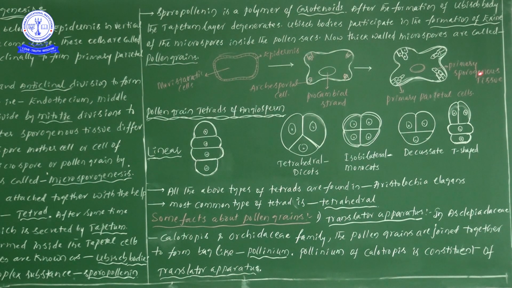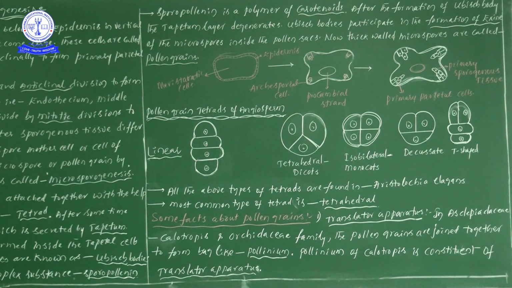Next, when the primary sporogenous tissue divides mitotically, we can see the development of the sporogenous tissue or microspore mother cell tissue. That microspore mother cell divides by meiosis and leads to the formation of tetrads. We have already seen this. Now all these tetrads are covered by a callose layer. This callose layer is degenerated by the callase enzyme, which is secreted by the tapetum. We have already seen all this information.